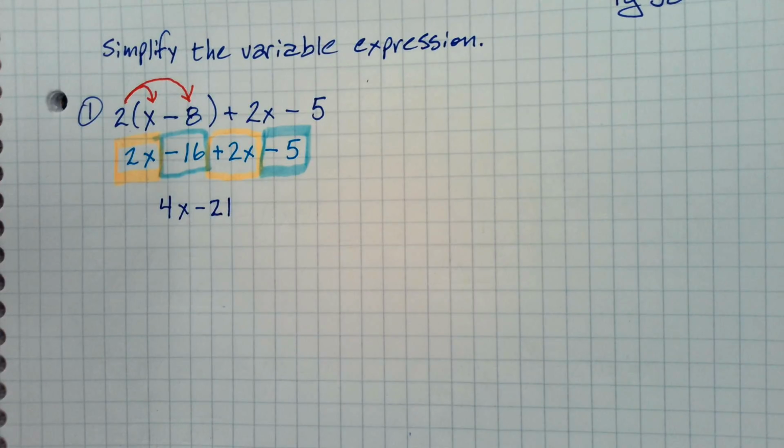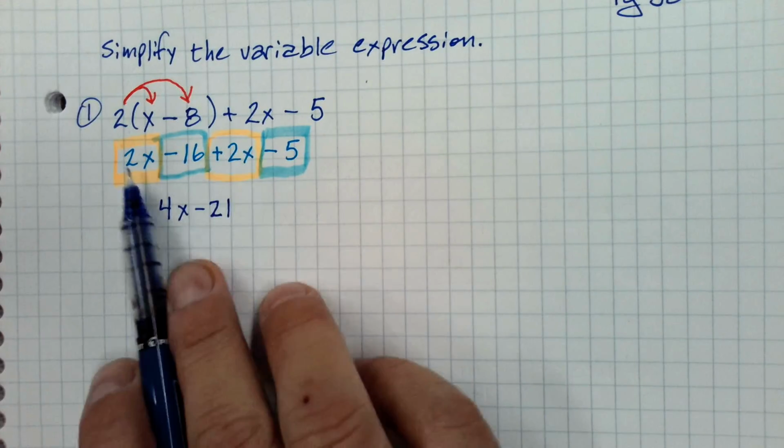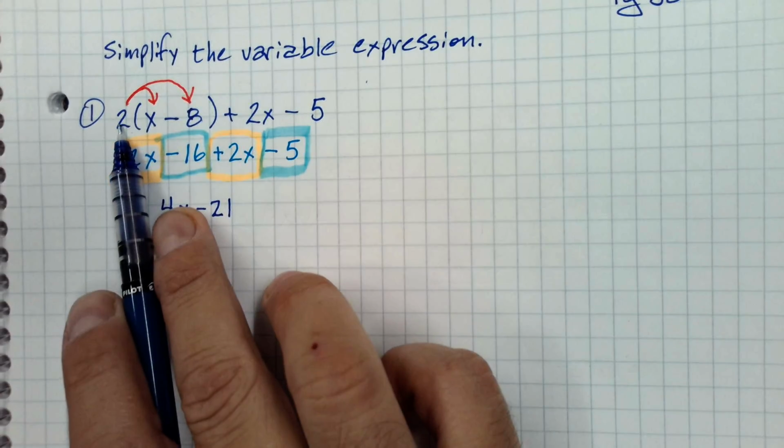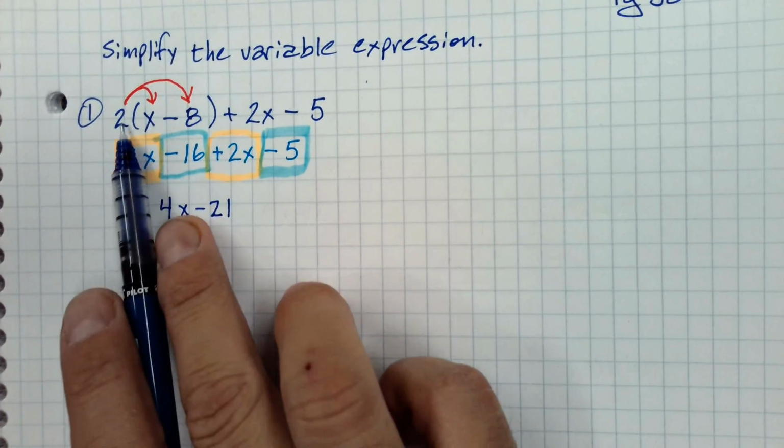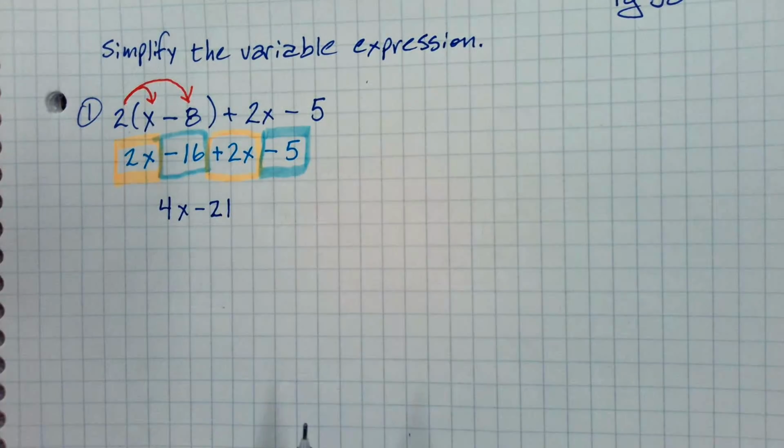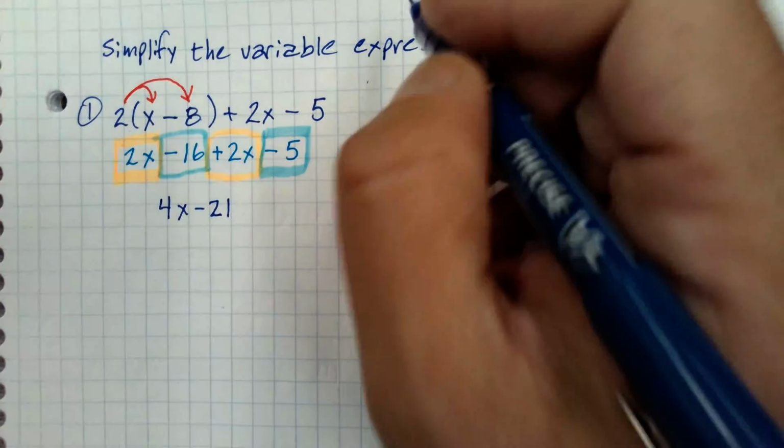Wait, how'd you get 2x? This 2x, the first one? Well, you distributed. 2 times x, 2x. Questions? Okay.